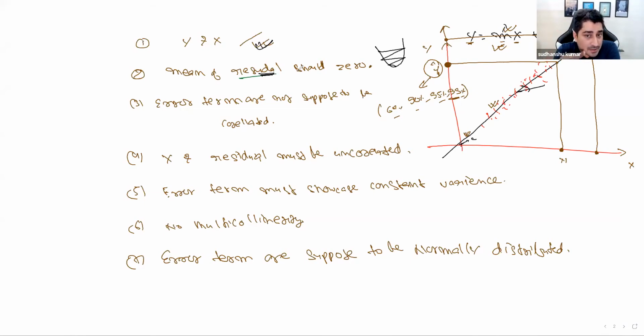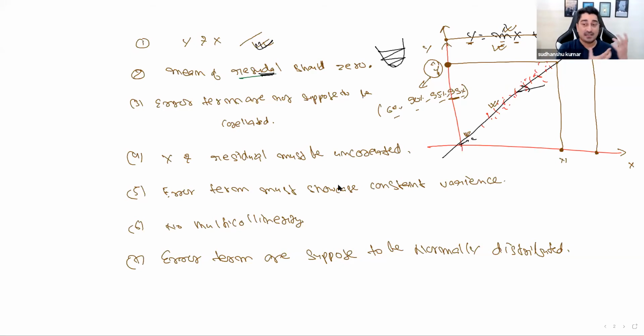Error term is not supposed to be, as I clearly mentioned in my point number 3, your error term at any point of time is not supposed to be correlated with each other. Whenever we are trying to find out the errors, the error term is not supposed to be correlated. It's not like if you know the error value, you will be able to predict the value of y. There should not be any kind of correlation.